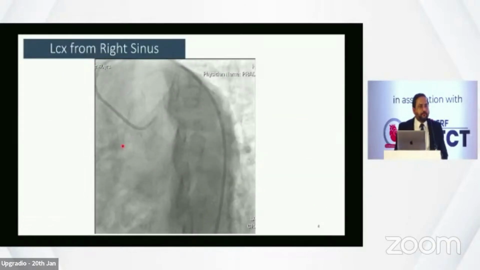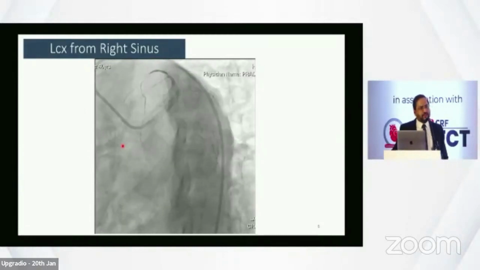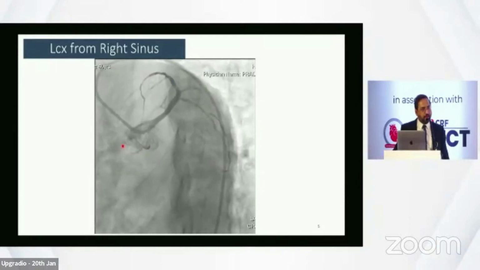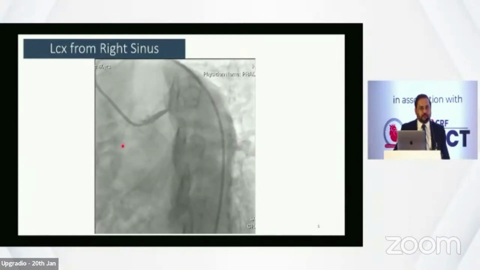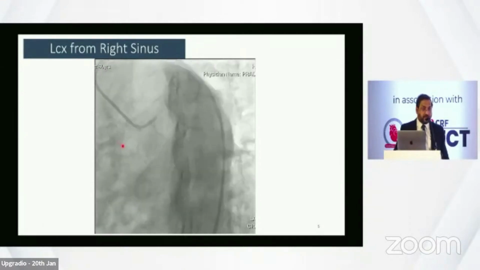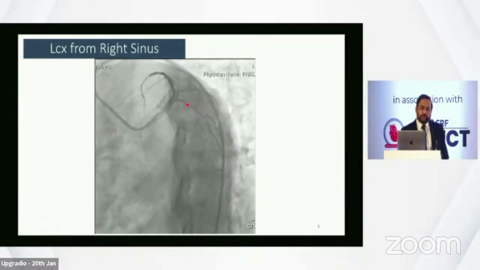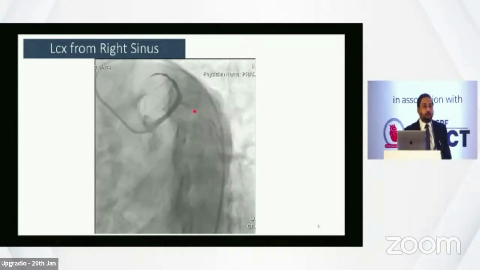So let's take the example of anomalous circumflex from the right sinus. Now, the first thing that you will see whenever there is this anomaly is an abnormally long left main. Now, that is something that should at least raise a suspicion in your mind that it can be an anomalous origin. It's not always the case, but it should raise your suspicion. So this particular branch coming out, is it a long left main and this is a diagonal, or is this a circumflex? What is the view to decide the anomalous course?